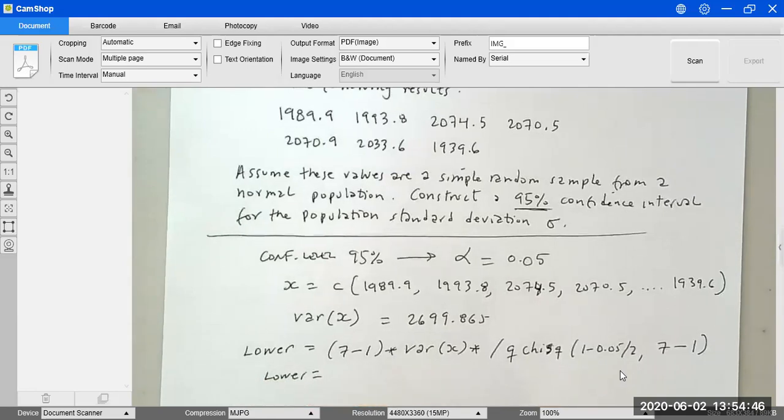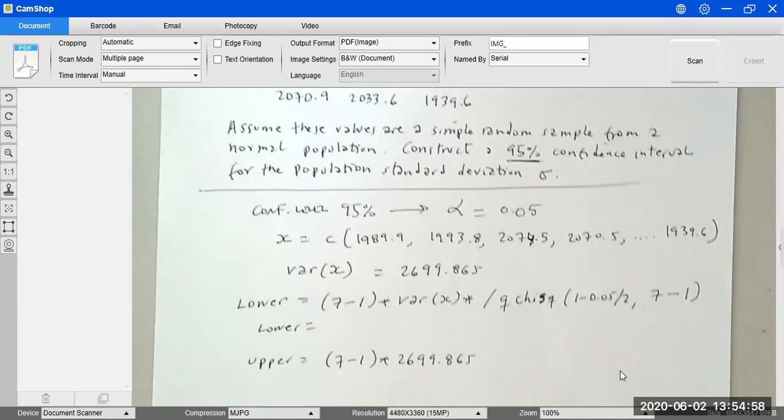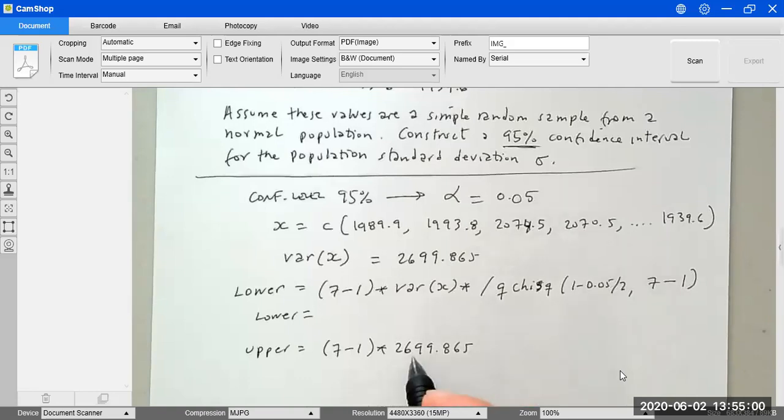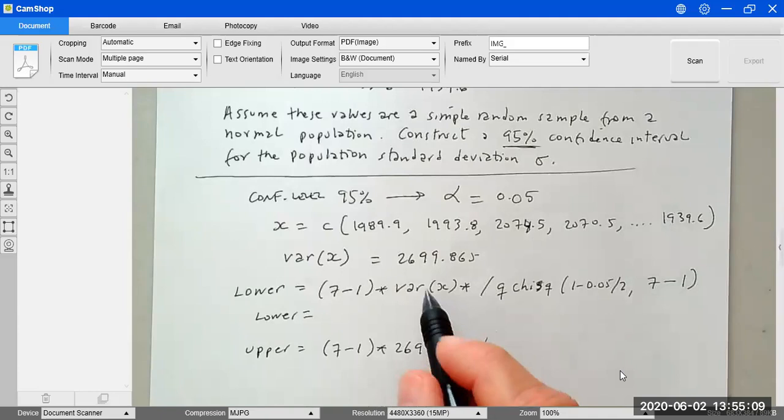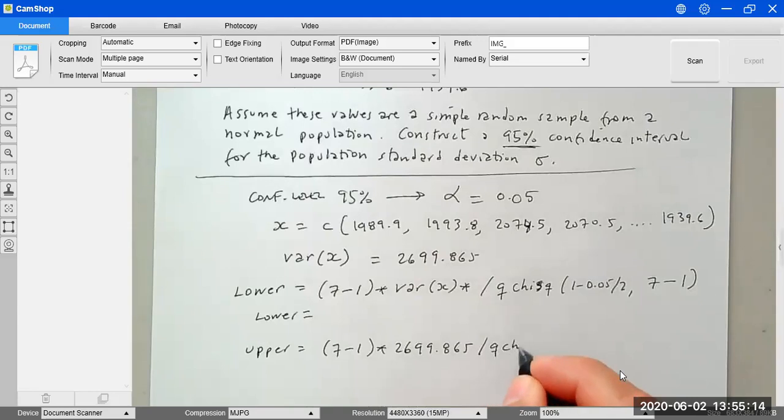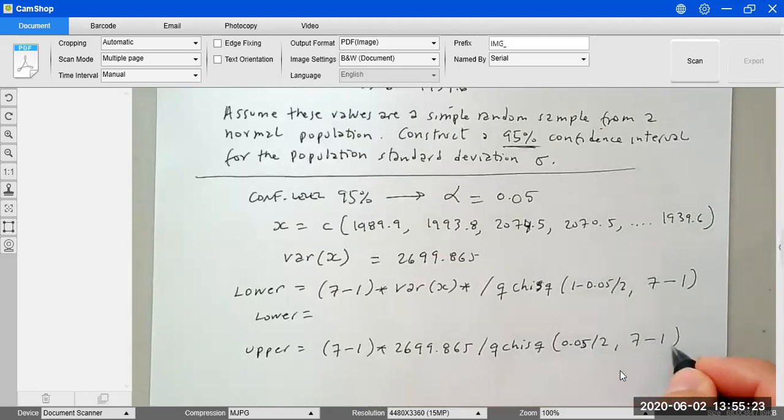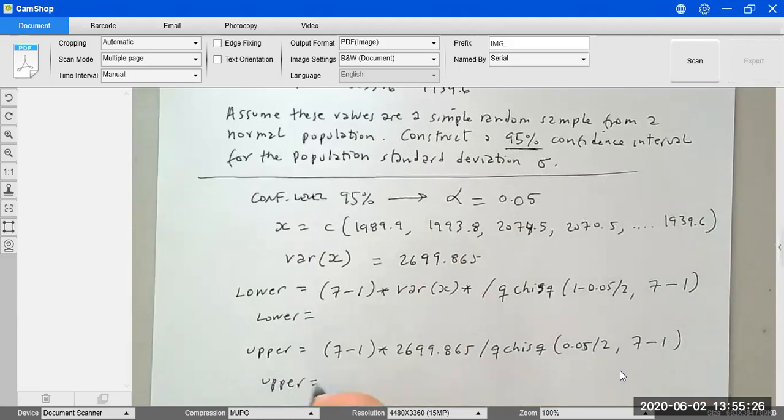And the upper is going to be very similar. So 7 minus 1. Then the variance I'm going to use now 26.99A65. So this is when you only have the value that is provided in the word problem, then you just write the value directly. If you have a data set and enter the data set in this way, then you can write var of x. So q chi square, and then alpha over 2 is just 0.05 over 2, comma 7 minus 1. This is going to be the upper limit.